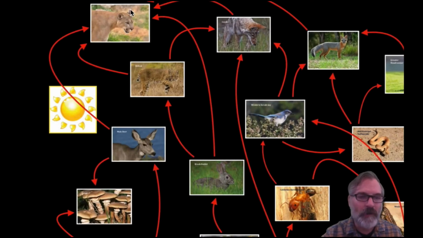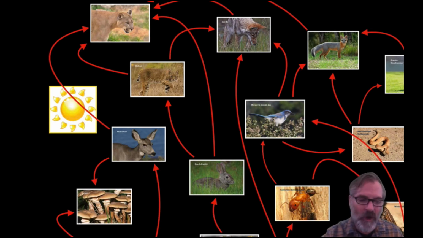All right, let's take a look at carnivore. So we'll go straight to the mountain lion here. What does the mountain lion feed on? The mule deer. Mountain lion feeds on bobcat. Mountain lion feeds on coyote. Mountain lion could feed on a gray fox. So it's eating just animals. So that would make it a carnivore.